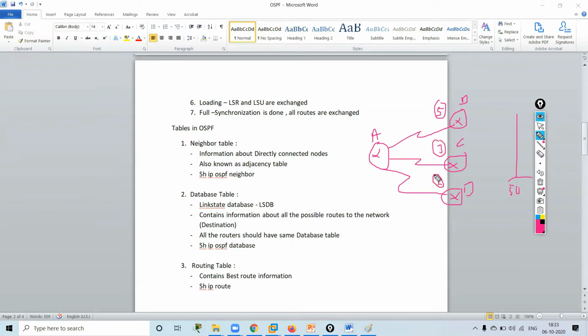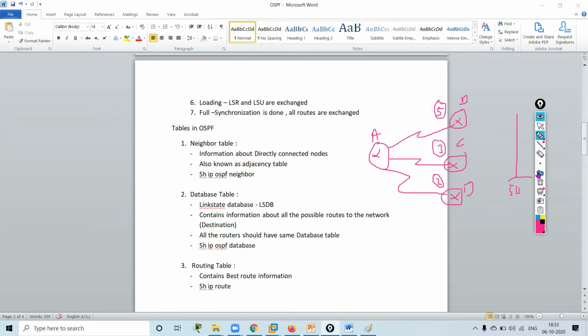What happens in EIGRP is that among these 5 paths, the best path will be stored in the topology table. One best path. Among these 3, one best path. Among these 2, one best path. All the best route information from all the neighbors will be stored in the topology table in EIGRP. So I just mixed the concepts of OSPF and EIGRP yesterday.